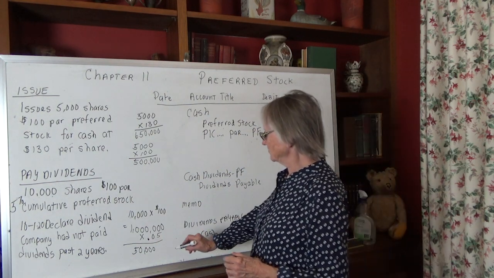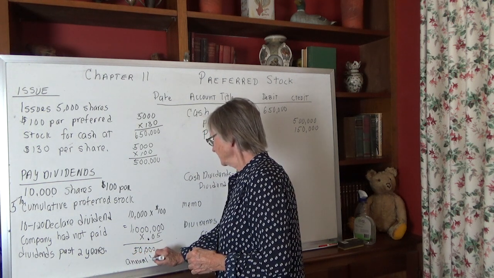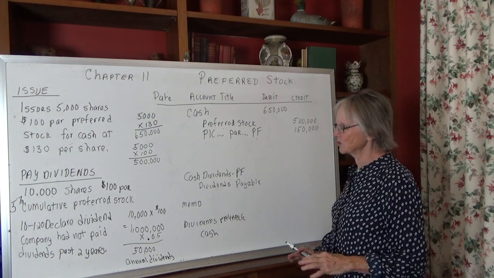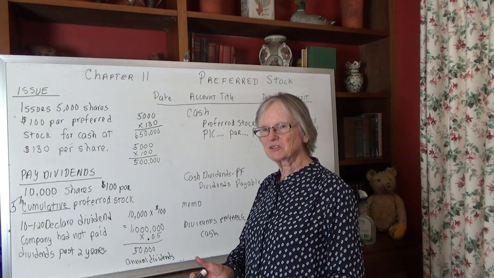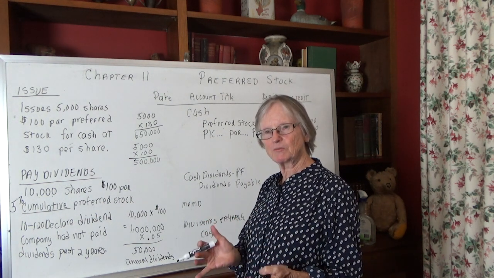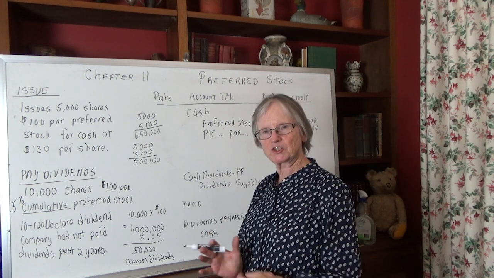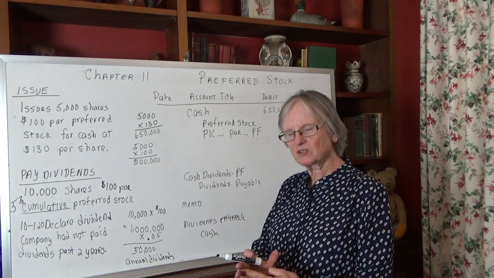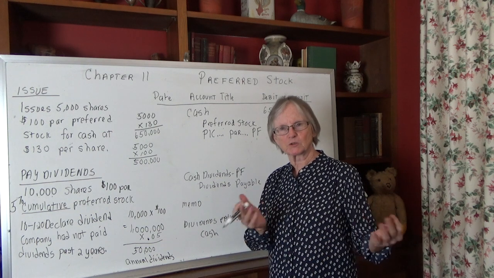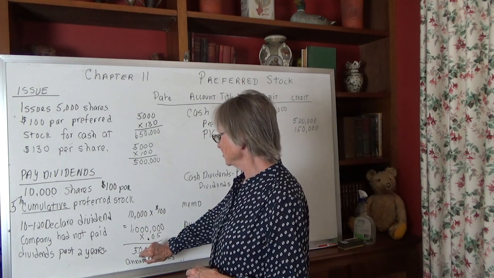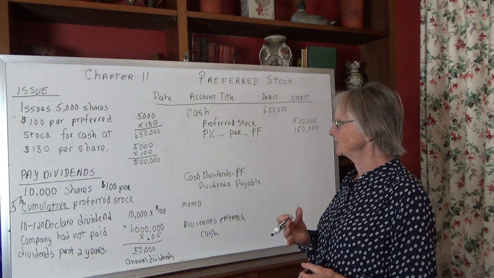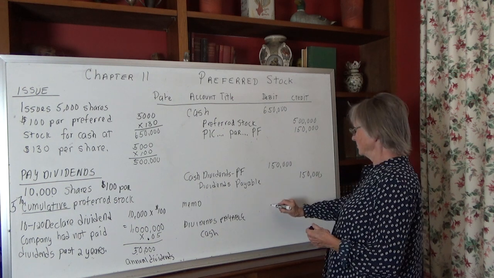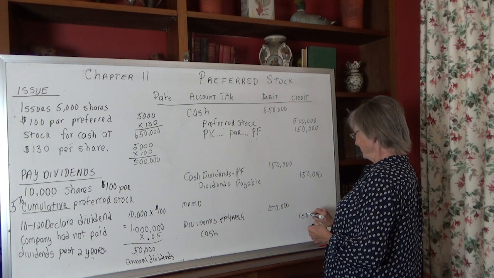Now, if it were non-cumulative stock, we could simply say, we'll pay 50,000. But this is cumulative. And that means that we have to pay all the dividends that have not been paid on that stock in the past before we pay our common stockholders anything. And so it says the company has not paid dividends for the past 2 years. So we've got to pay those 2 years plus this year. And then if we have anything left over, we can pay a common dividend. So it would be 50,000 for this year plus 100,000 for the 2 years dividends in arrears. So we would have 150,000 in dividends payable, and we paid it. And then we would be all square with our preferred stockholders.